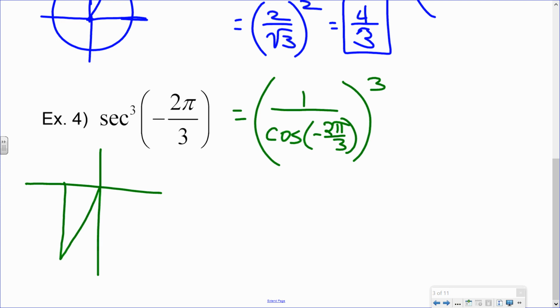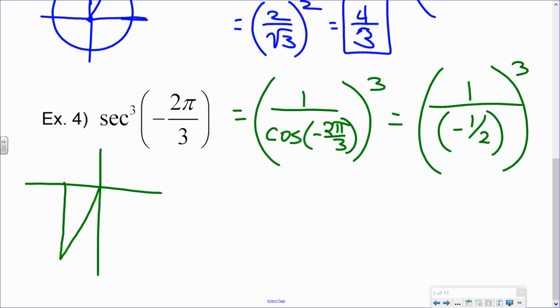Okay, cosine. That is my x-coordinate. How far to the left have I gone? Negative what for my cosine? What was that, Avery? Negative 1/2. So this is 1 over negative 1/2. And we need to cube it. Since it's a reciprocal, turn it upside down. And we have negative 2 over 1 that we need to cube. And what is negative 2 cubed?